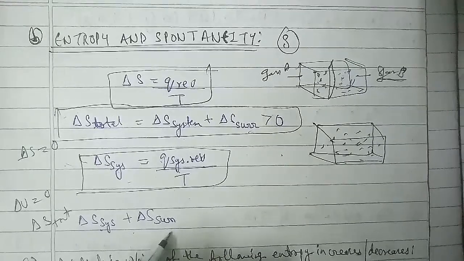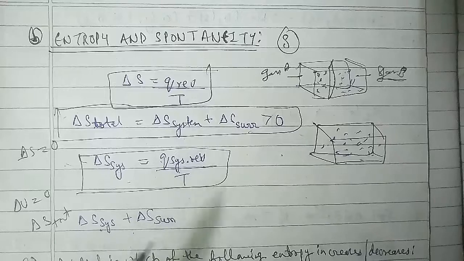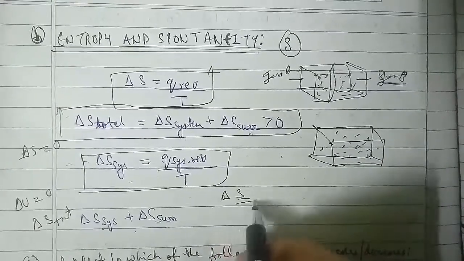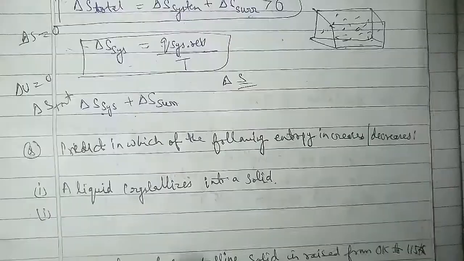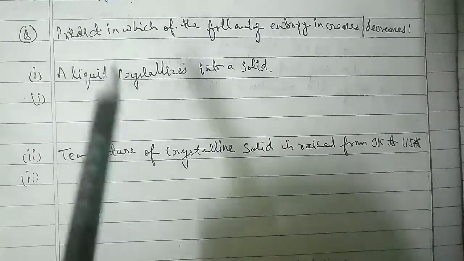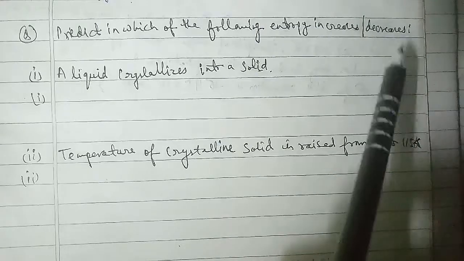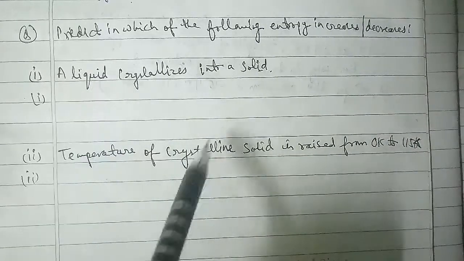The second is: the temperature of a crystalline solid is raised from 0 Kelvin to 115 Kelvin. At 0 Kelvin, the particles are static and the entropy is minimum. If the temperature is raised to 115 Kelvin, they begin to move and oscillate about their equilibrium positions in the lattice and the system becomes more disordered, therefore the entropy increases in this case.